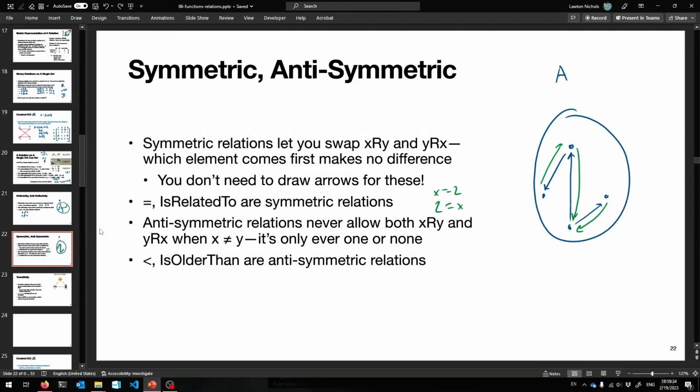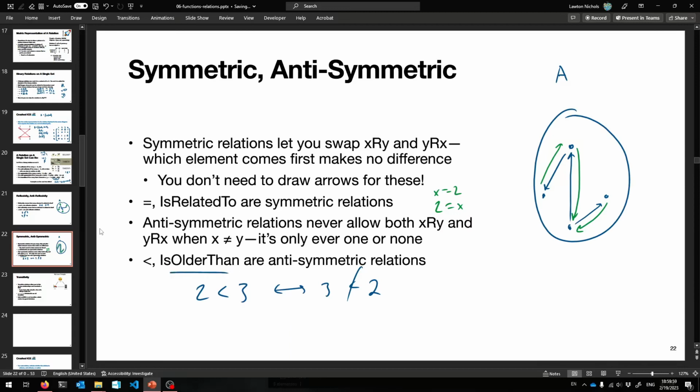So here are some examples of anti-symmetric relations. Less than is a good example of an anti-symmetric relation. If I have two separate numbers that are related under less than, it's never the case that the other way works. You cannot also have 3 less than 2. You cannot swap them. This side is not true, okay? That's the idea. It's anti-symmetric.